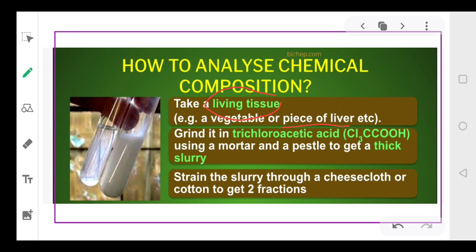Second, we will grind it in a mortar and pestle. I hope everybody has seen the mortar and pestle. Is there anybody who has seen it?